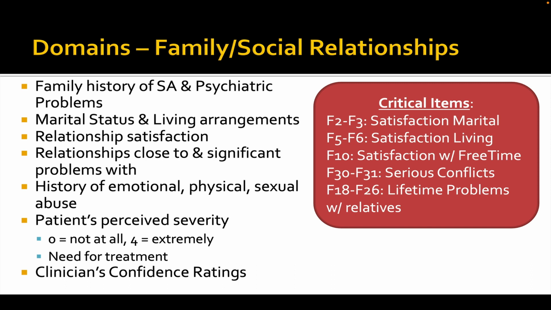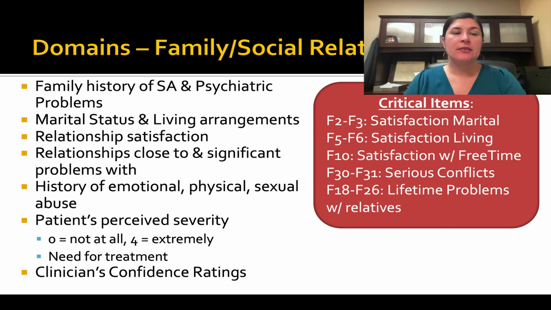Another domain is family and social relationships. Family history of substance abuse as well as psychiatric problems, marital status and living arrangements, relationship satisfaction, relationships close to significant problems with the person, history of emotional, physical, or sexual abuse, the patient's perceived severity of these issues, as well as the clinician's confidence rating. The critical items in this section include questions 2, 3, 5, 6, 10, 30 and 31, and 18 through 26.